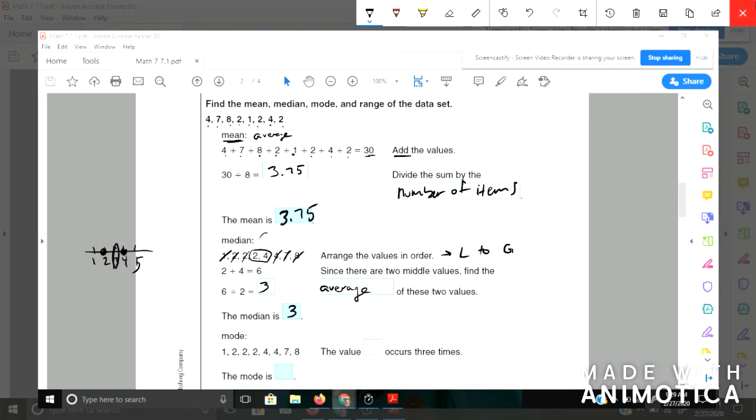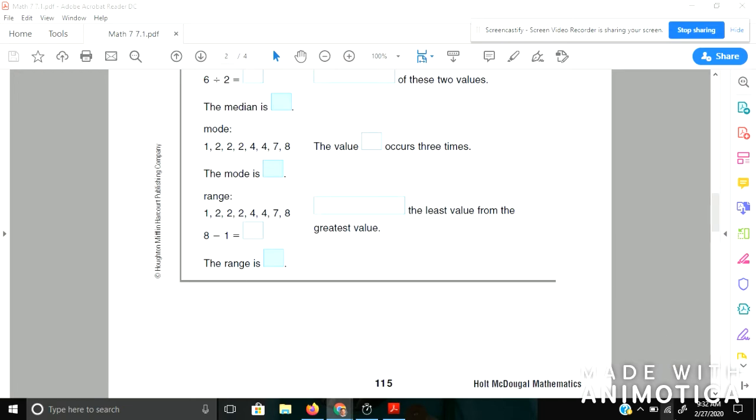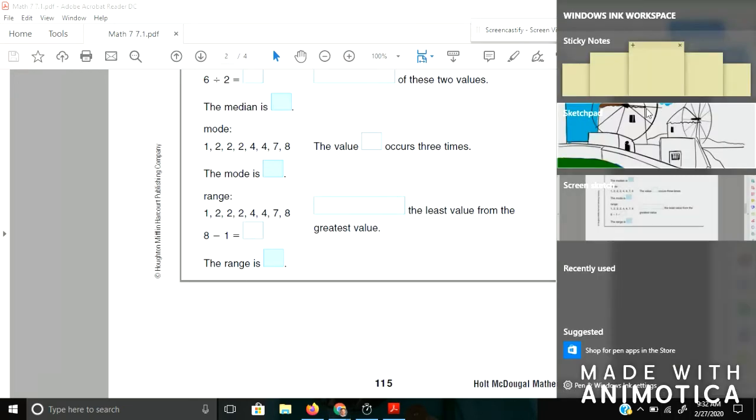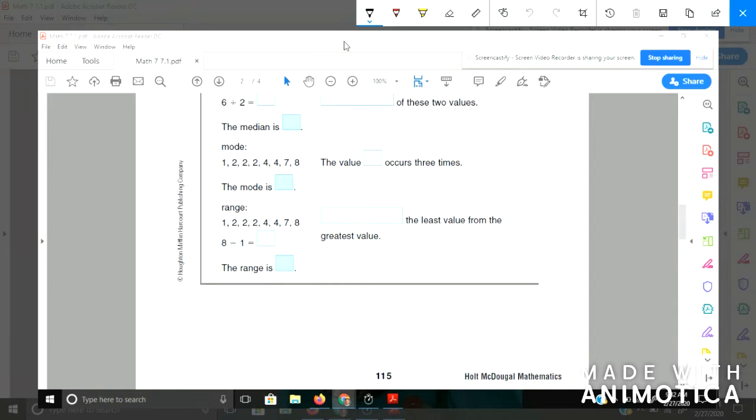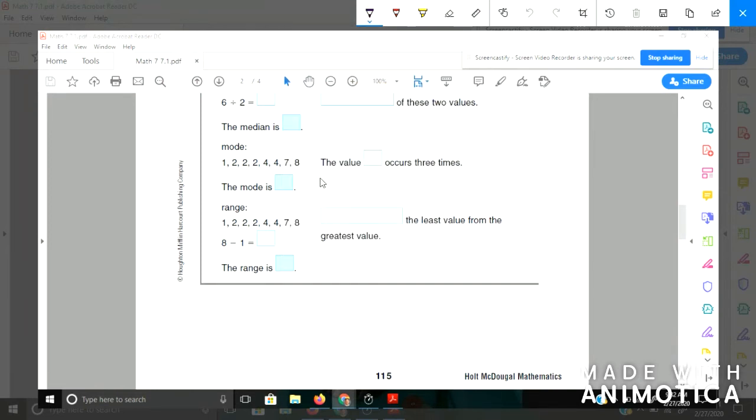Okay. Let's scroll down here for the mode and the range. Remember, the mode is the number that occurs the most, M-O-D-E, M-O-S-T. M-O-M-O is how I remember that. The value that occurs the most, the value 2, occurs 1, 2, 3 times. So the mode is 2.